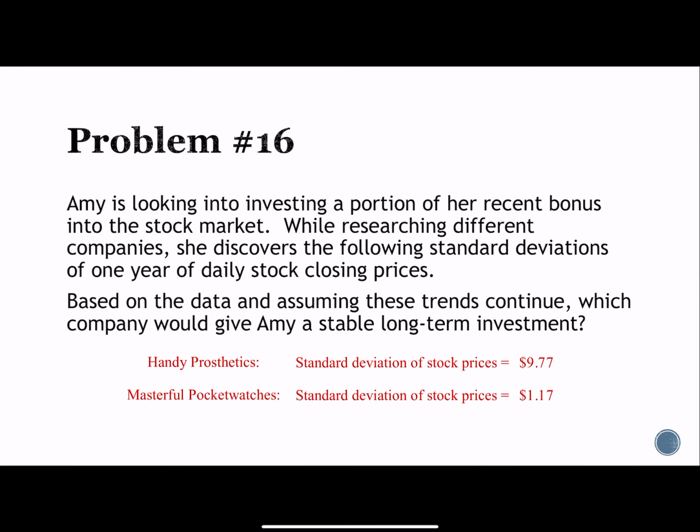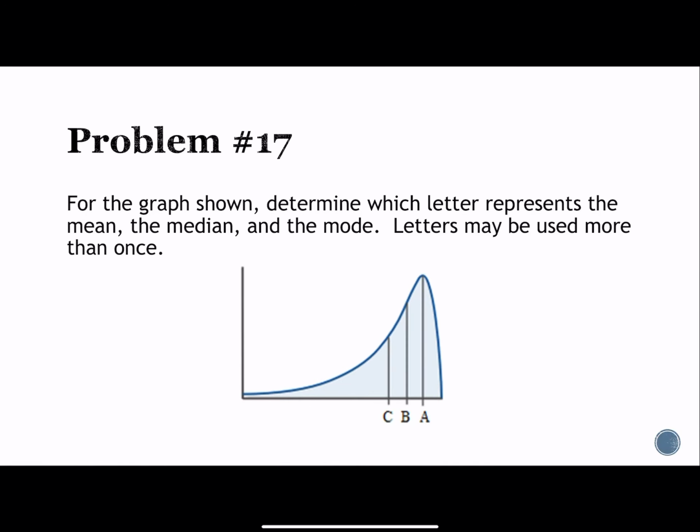Amy's looking into investing, and she's researching different companies with different standard deviations. Based on the data and assuming the trends continue, which company will give Amy a stable long-term investment? This is just an analysis of standard deviation, coming from Chapter 3, I believe Section 3.2, measures of dispersion or measures of spread. Since she wants stability, she wants less variation, so she's going to pick Masterful Pocket Watches because it has the smaller standard deviation, which means less variation, therefore a more stable long-term investment.